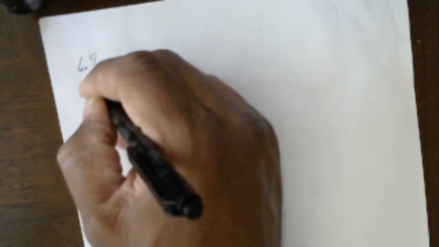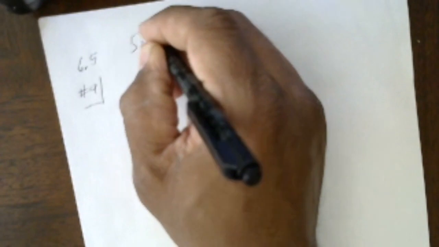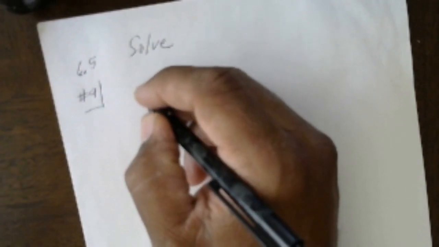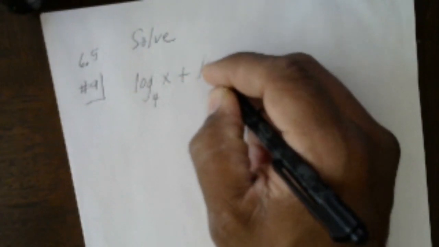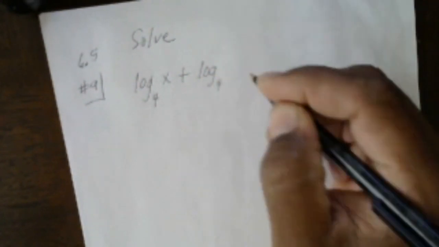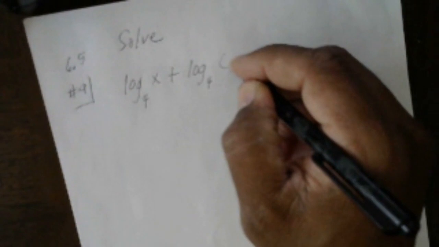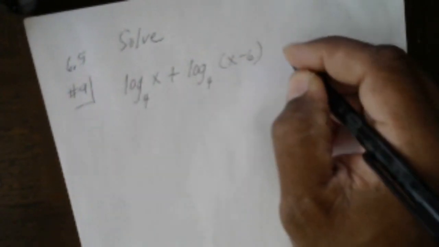All right, let's take a look at another problem. This one is similar to number 9. And here again, we're asked to solve. This is the log base 4 of x plus the log base 4 of x minus 6 is equal to 2.